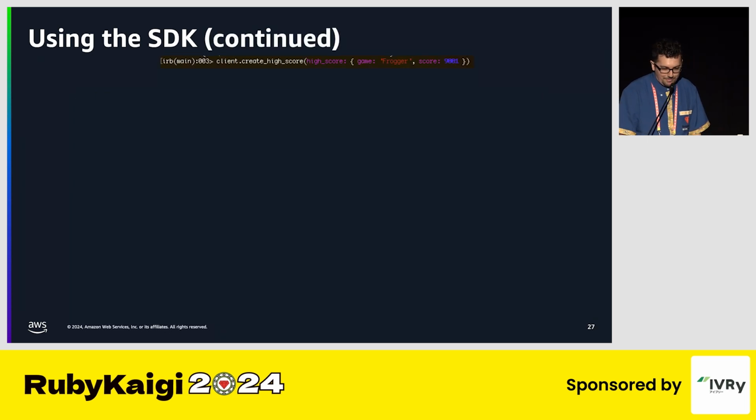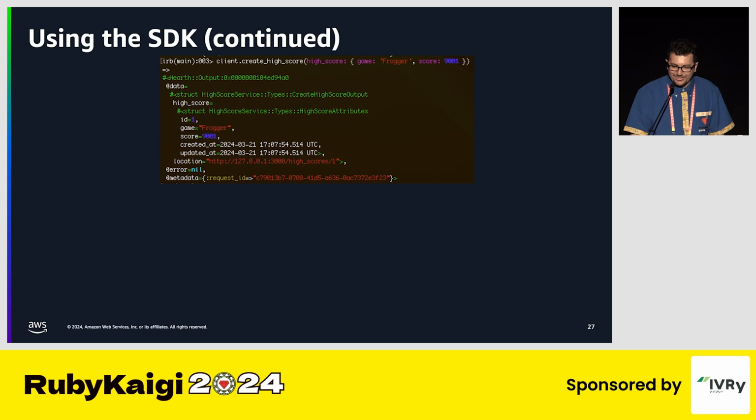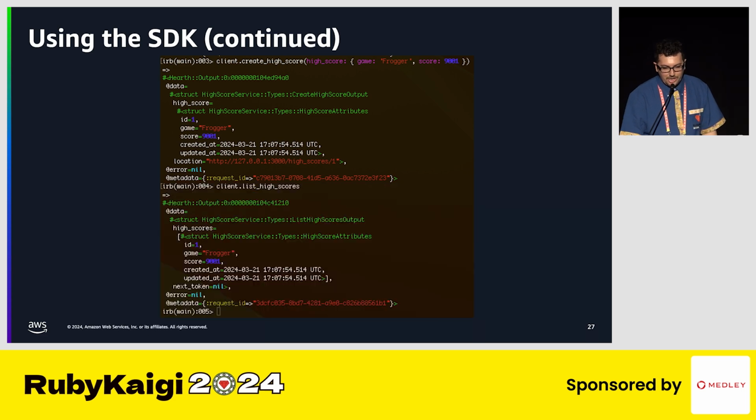Sweet. Next, let's create a high score. We can call our create high score method and pass it a high score hash. We have a game of Frogger and a score of over 9,000. We can see that the output has our data object with a new high score. It was created with an ID of 1, the game and score we defined, as well as the created at and updated at times. There's also a location header that was parsed. Now if we list our high scores again, we can see that our high score is present.